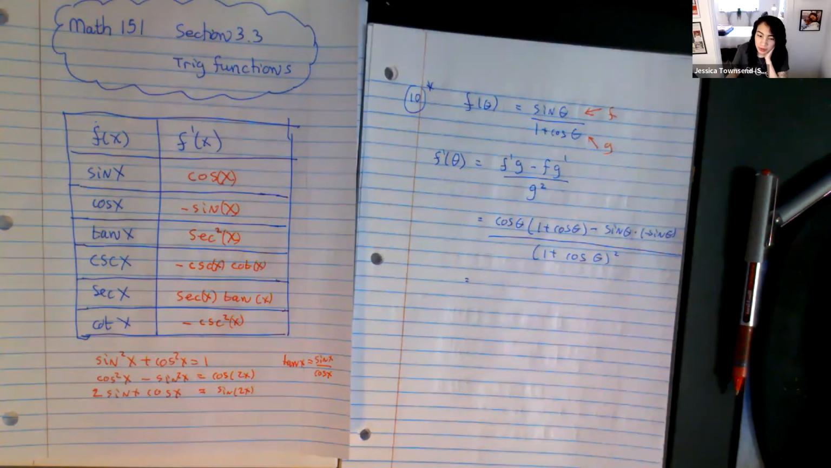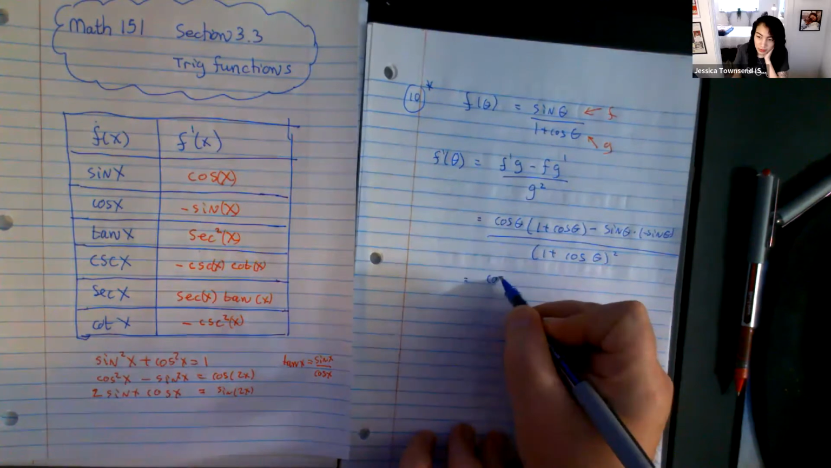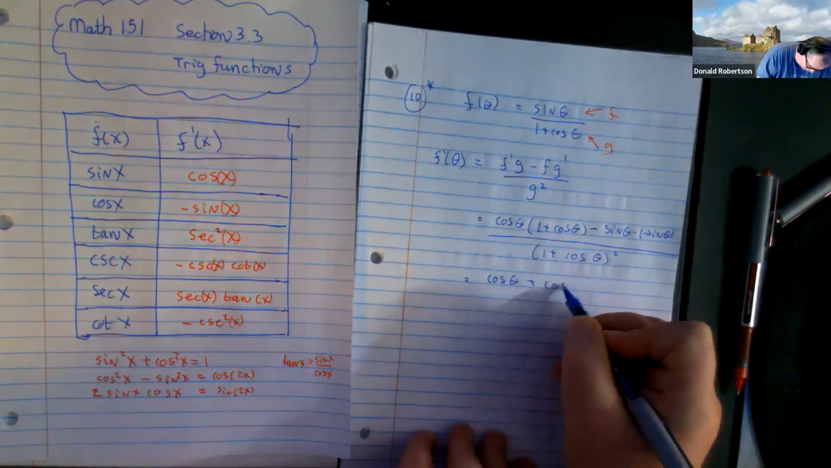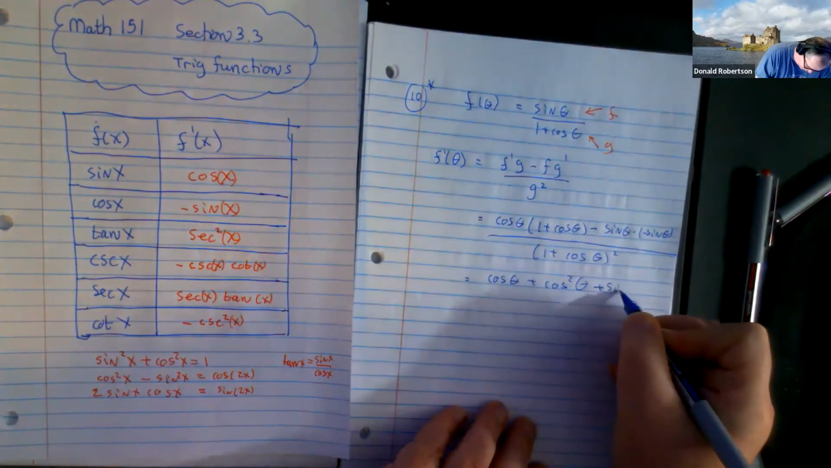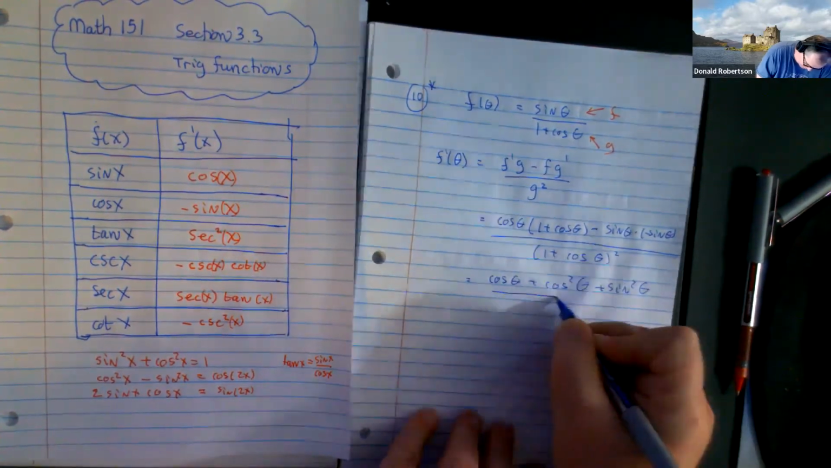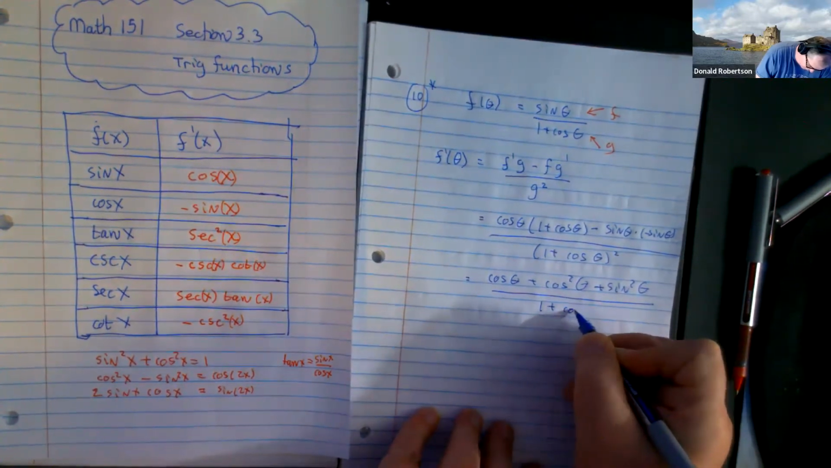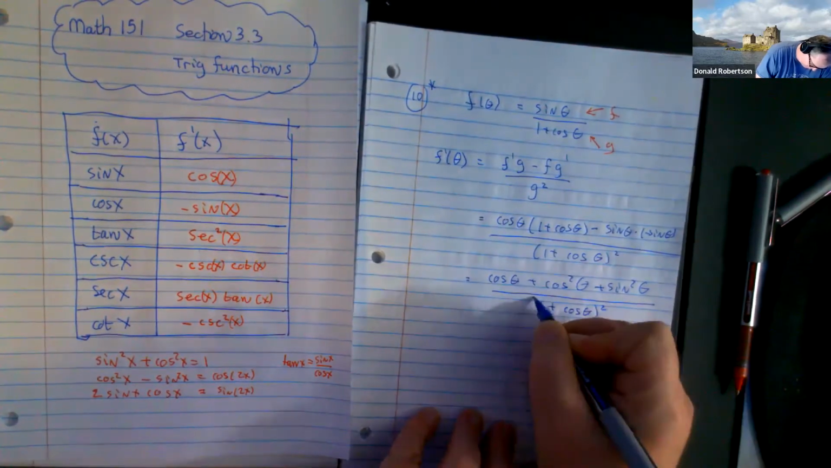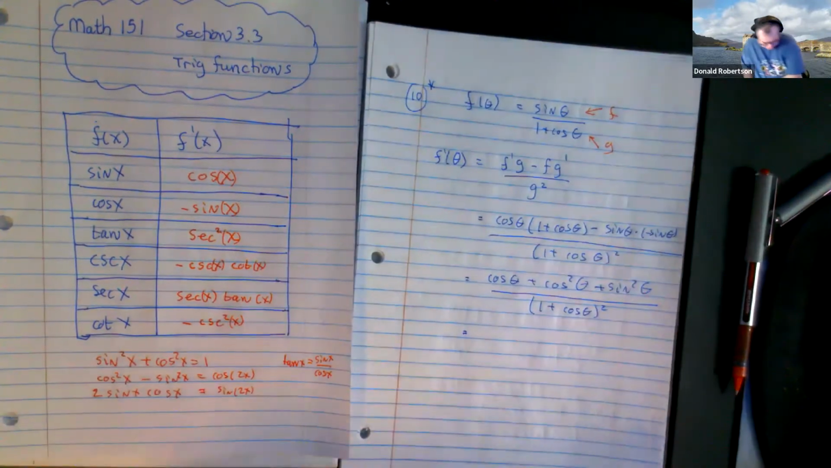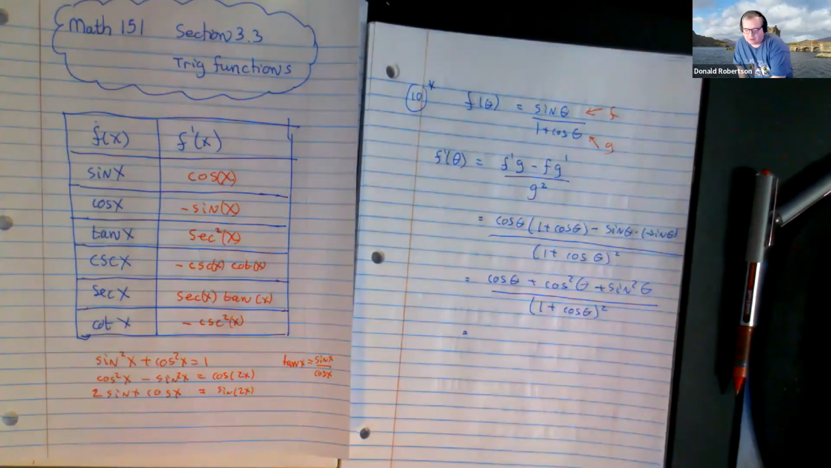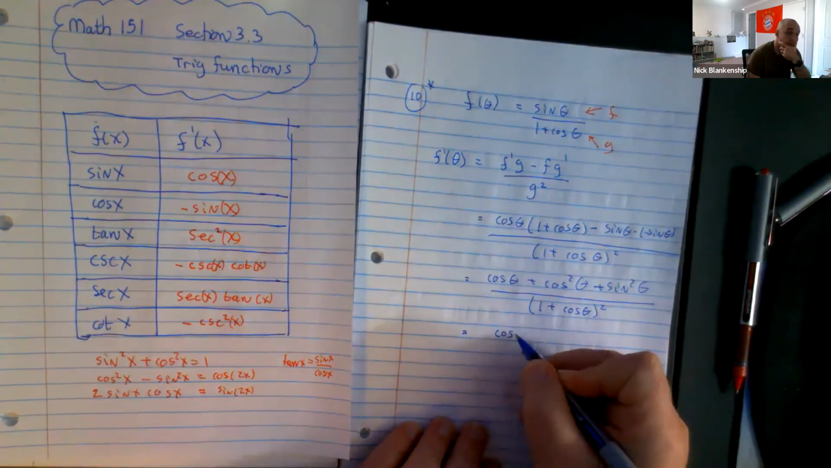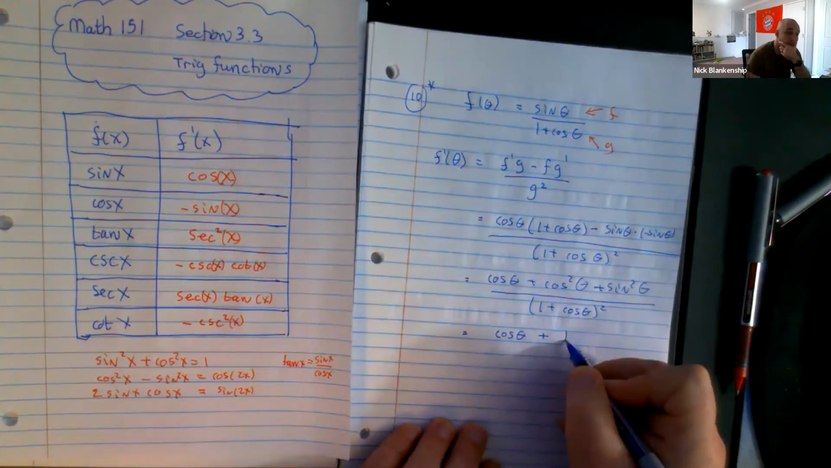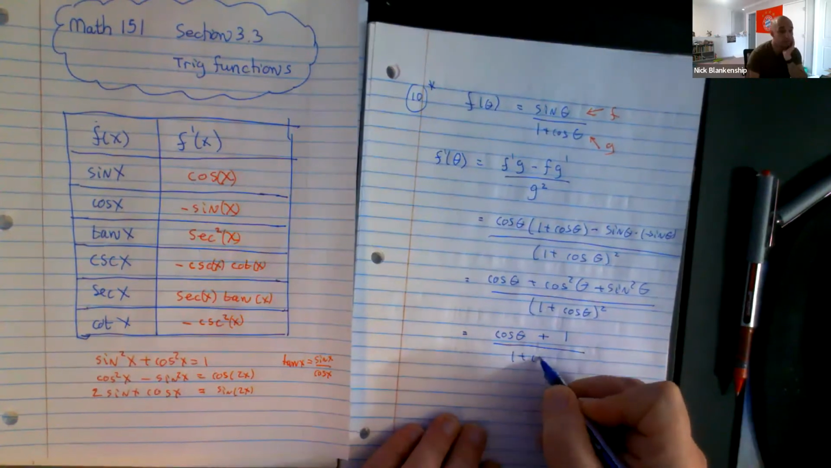Do you distribute the top? Okay, so cosine theta plus cos squared theta. Two negatives make a plus, so plus sine squared theta, over 1 plus cosine theta squared. Okay, keep the style points going. Anything you can do on the top that looks a little prettier? Sine squared plus cosine squared is 1. So 1 plus cosine theta over 1 plus cosine theta quantity squared. Gotcha.